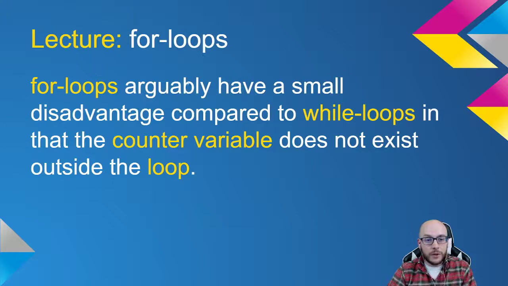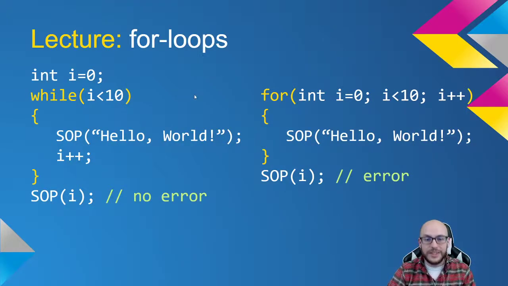For loops arguably have a small disadvantage compared to while loops, in that the counter variable does not exist outside of the loop. This is super important. I told you that these things were functionally equivalent, right? Here I have the while loop on the left-hand side and the functionally equivalent for loop on the right-hand side. However, notice that this counter variable is declared before the loop. It will continue to exist after the loop. This is a little weird in the syntax, but technically this doesn't exist. It only exists in the for loop. It's not being created and destroyed each iteration. It exists over the course of the for loop, but only the for loop.